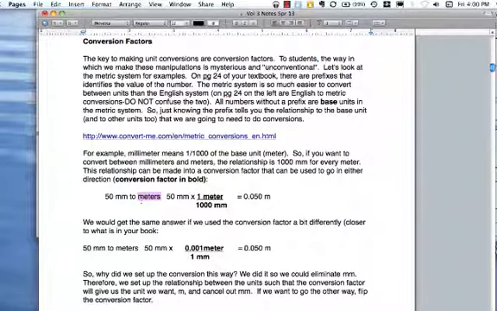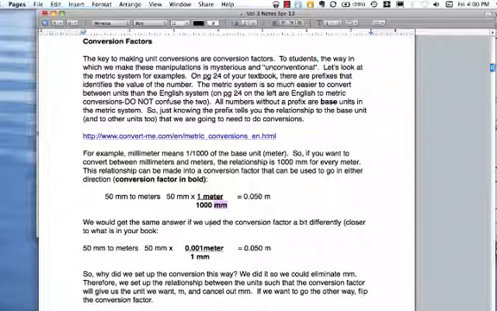Now, how do I know which to put on top and which to put on the bottom? I want to go from milli to meters. So the one I'm going to needs to be on the top. The one I'm coming from needs to be on the bottom. So when I multiply these two things, they cancel. Okay? That's one way of looking at it.